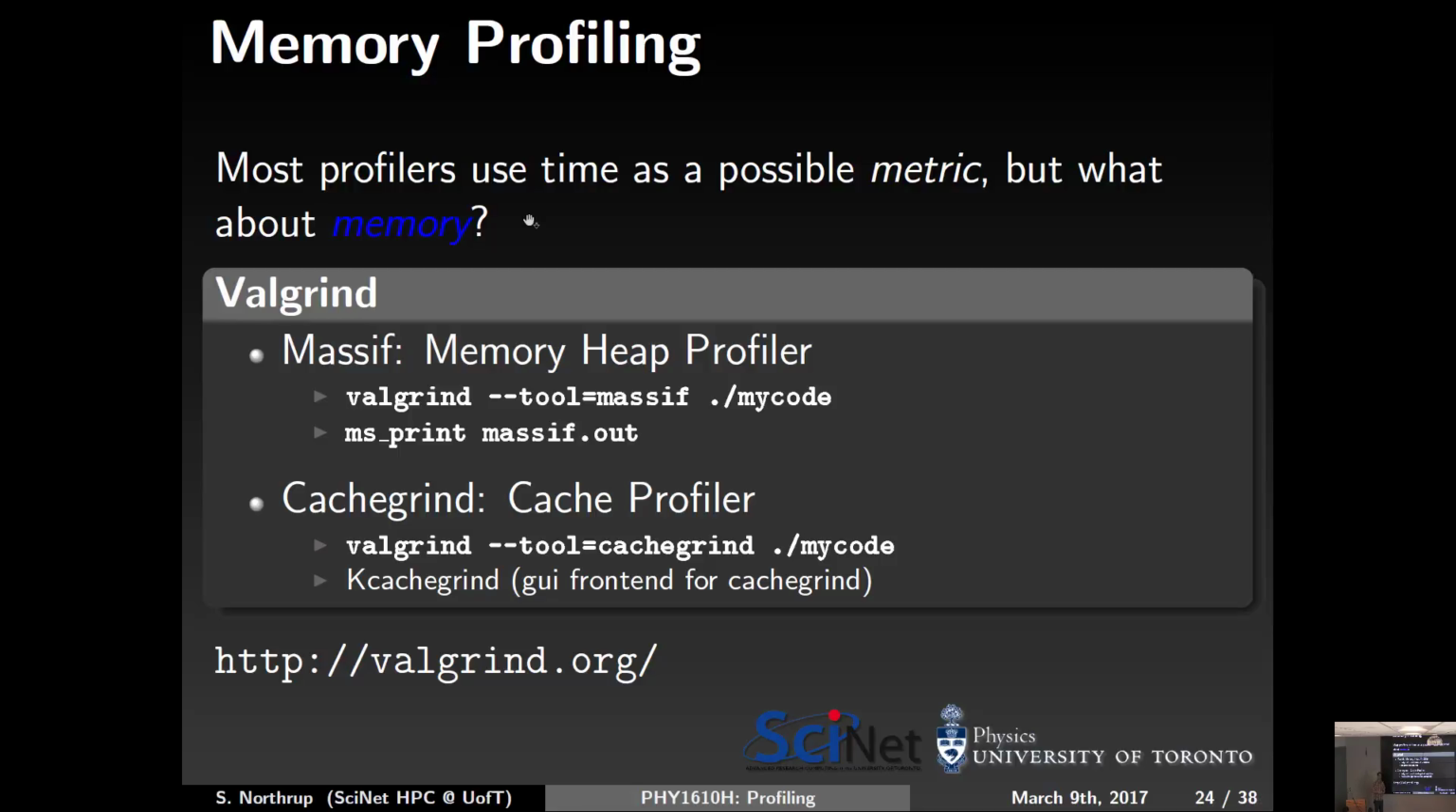This can be very useful if you're doing dynamic memory allocation and you want to figure out where all my memory is going. I'm doing a rough calculation. I think I should be using 2 gigs, and suddenly my code is using 10 gigs. Why? And this is a way of doing that.